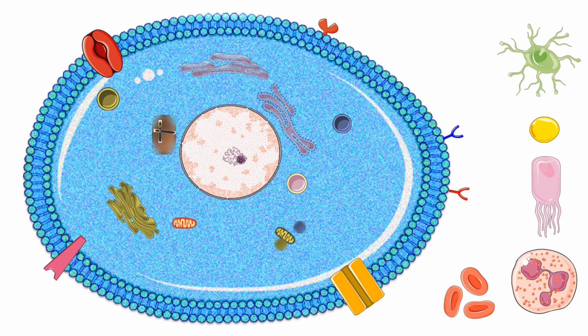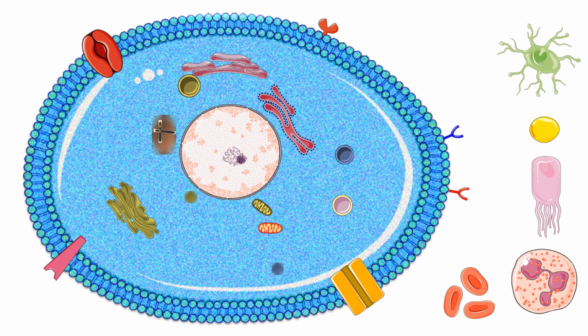We now have a picture of a generalized cell. In reality, cells come in a wide range of varieties. The exact shape, size, and organelle content depend on the nature of the cell and its biological purpose.